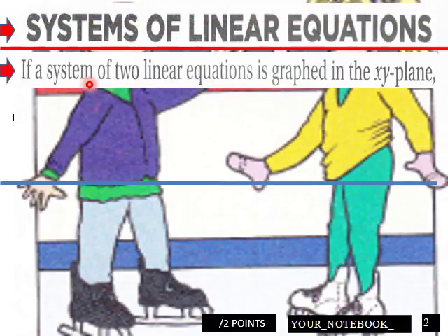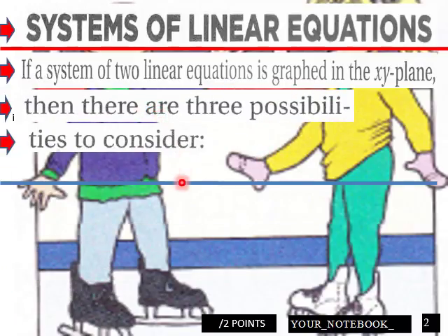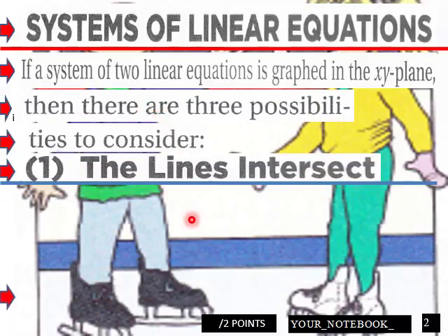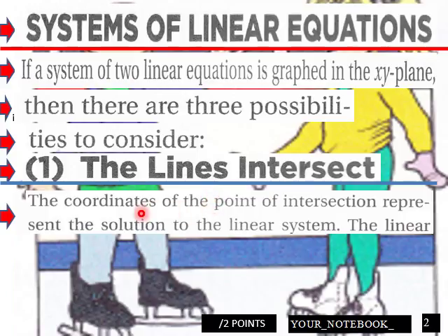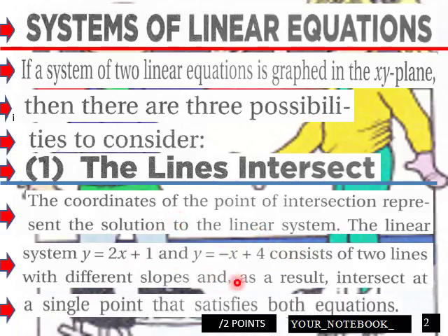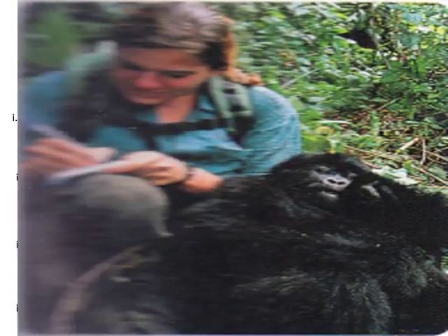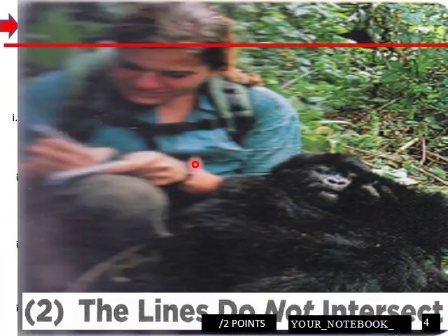Systems of linear equations. For two linear equations graphed in the XY plane, there are three possibilities to consider. The lines intersect. The coordinates of the point of intersection represent the solution to the linear system. The linear system here consists of two lines with different slopes, and as a result they intersect in a single point satisfying both equations. So that was an example of graphs intersecting.